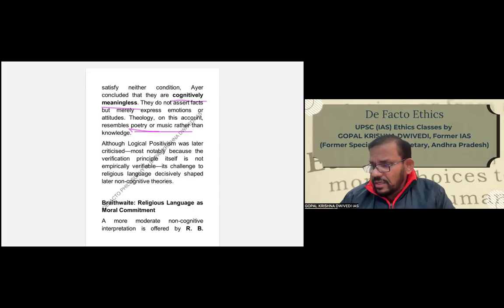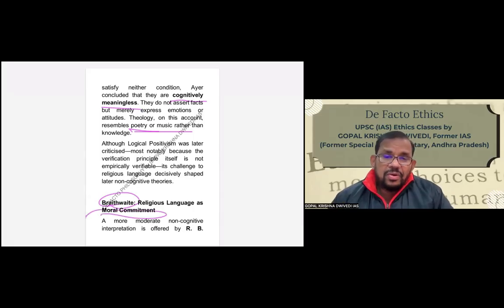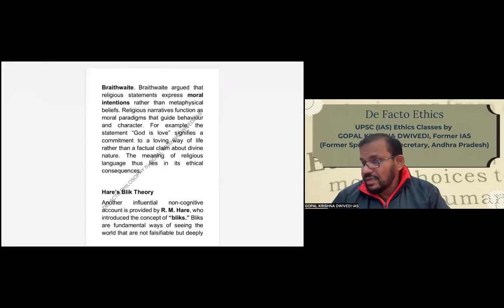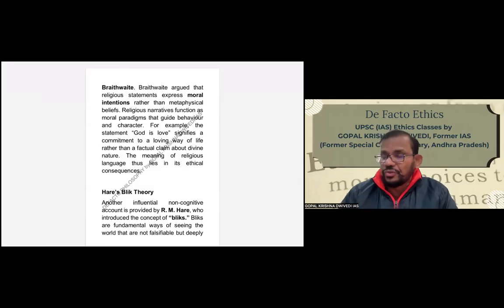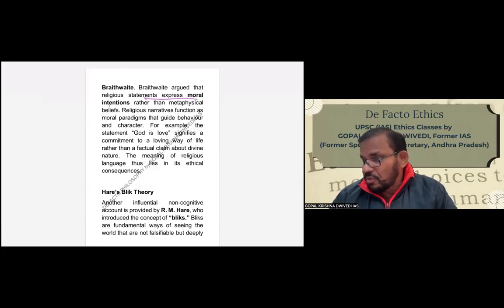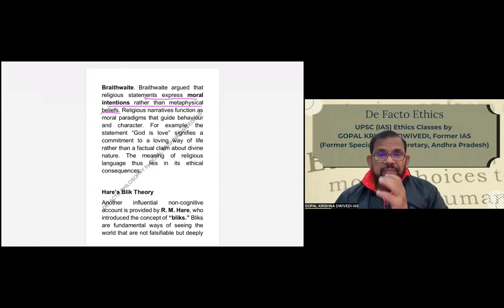Now, R.B. Braithwaite is one of the very important proponents of the non-cognitive interpretation of religious language. He has given the theory that religious language has moral commitment. The non-cognitive interpretation offered by Braithwaite argues that religious statements express moral intentions rather than metaphysical beliefs or metaphysical truths. So they express moral intentions rather than metaphysical beliefs.